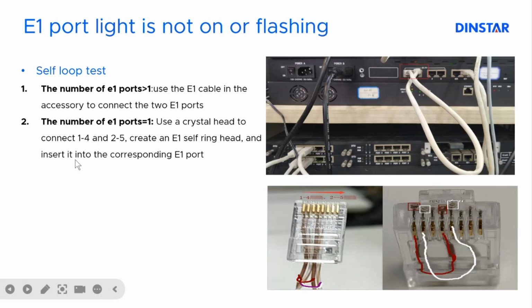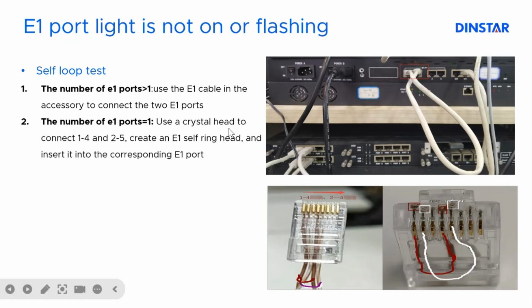And if there is only one E1 port, we can also do the self-loop test. We need to make a self-loop crystal head, connecting pin 1 to 4, and pin 2 to 5. Then insert it into the E1 port, and we just need to insert it into one port.